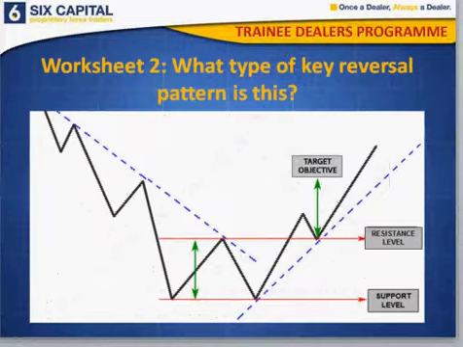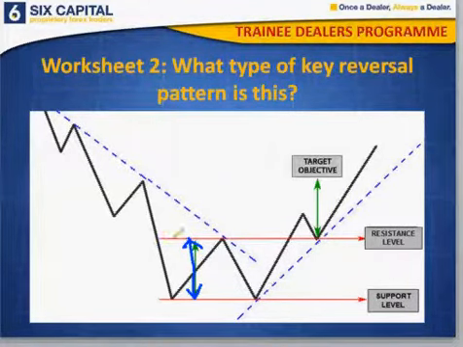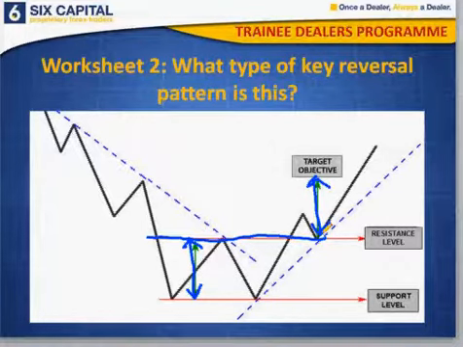Then next one. This is a double bottom. Let's go through it step by step. First of all, let's identify the minimum objective first. Where is the minimum objective? It's from the bottom to the neckline, and then project it out from the breakout point, and this gives you the minimum objective. Okay?